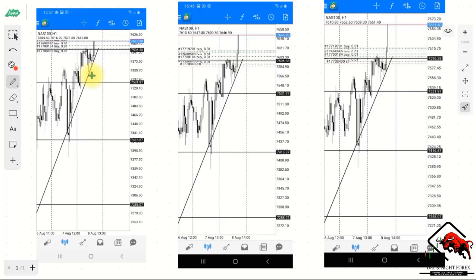So price respected the trend line on the H1. As you can see right here, this is actually the H1, and the price respected the trend line on the H1, which is the time frame that we use to execute in this example, right? So price breaks through the resistance at 7,596 and turns it into a support.